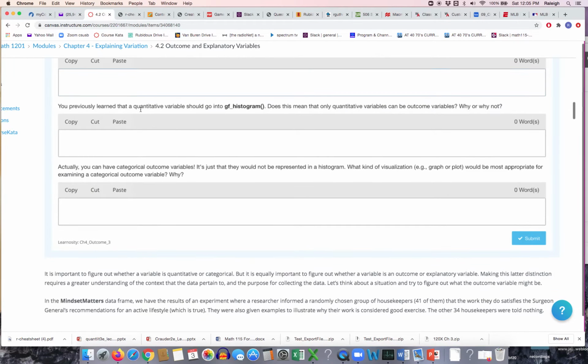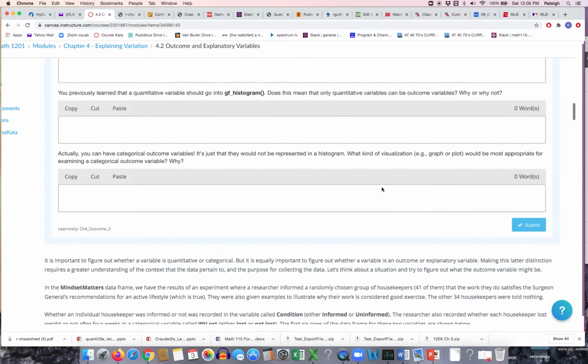Now, the quantitative numerical variable should go in the histogram. Does that mean that only quantitative variables can be outcome variables? No, you could have categorical variables be outcome variables too. And so they answer the question right here. Yes, you can. It's just they wouldn't be on a histogram. So what kind of visualization would be most appropriate for that? Well, it looks like a bar chart would be better for that.